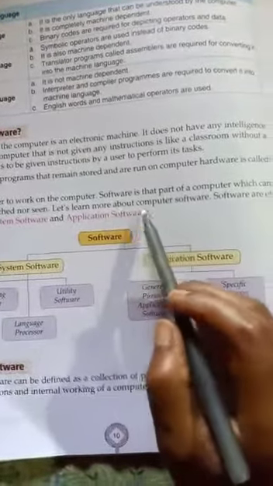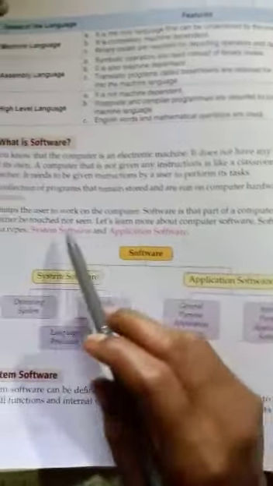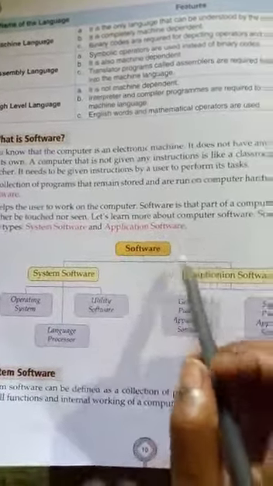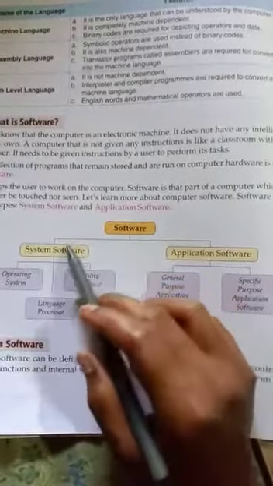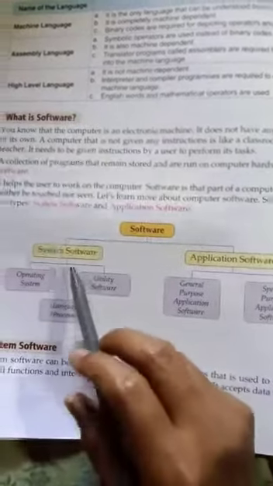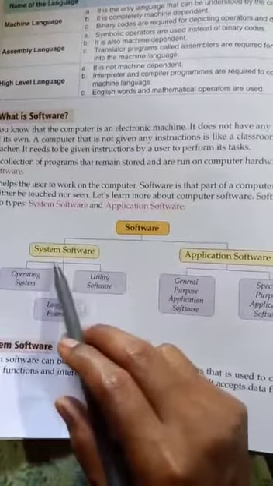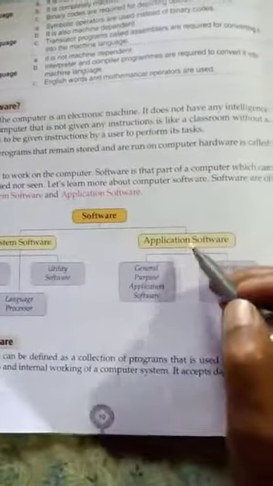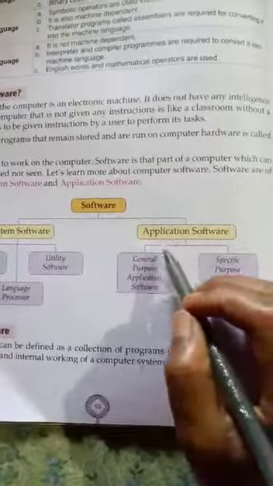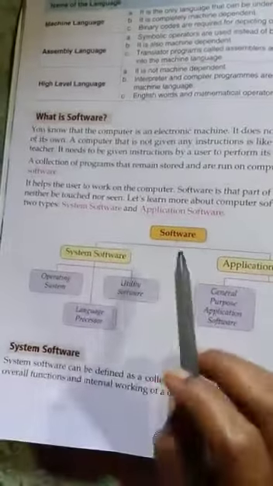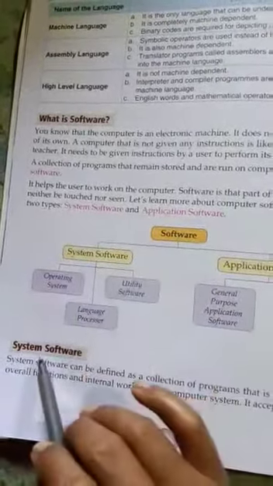Let's learn more about computer software. Software is of two types, system software and application software. Here you see software is divided into two types, system software and application software. System software is again divided into three types: operating system, language processor, utility software. Application software is divided into two types: general purpose application software and specific purpose application software. So today we will read about system software.